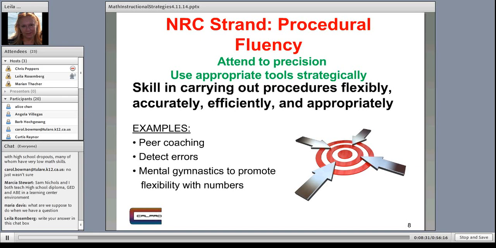Now that you have seen a few examples of the conceptual understanding strand, let's move on to procedural fluency. Procedural fluency is defined as the skill in carrying out procedures flexibly, accurately, efficiently, and appropriately. It goes beyond speed drills and memorization because it asks students to be flexible with procedures.